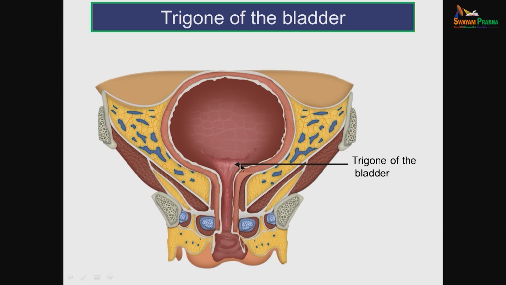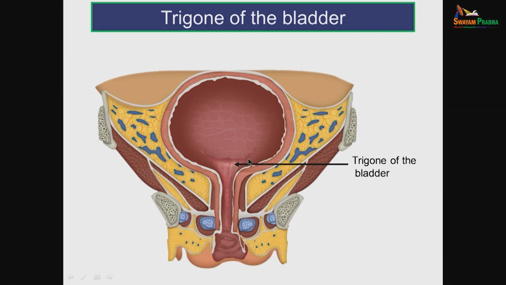This is a picture to show the trigone of the bladder in adults. This is the urinary bladder. Coronal section has been done. You can see the interior of the bladder. In the lower part of the posterior wall, you see a triangular area. This is called trigone of the bladder. At the posterolateral corners, you can see the ureteric orifice. This is the internal urethral orifice, and this is the female urethra.